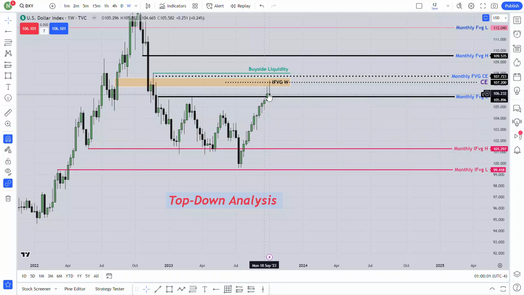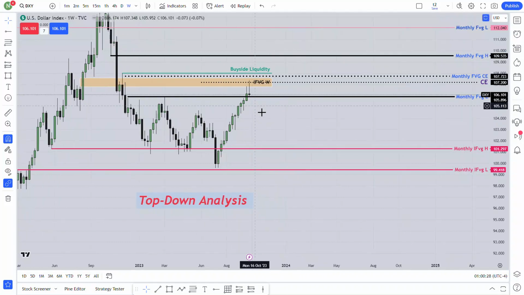After so many weeks, finally we have gotten a bear candle last week. So I am not expecting that market will go lower. I still expect that market will go higher and it will clean this buy side liquidity. Maybe later it will trade the higher level of the monthly fair value gap. This is long term actually. But right now I'm thinking maybe market will give you some kind of retracement, whatever. But I am expecting market will go higher.